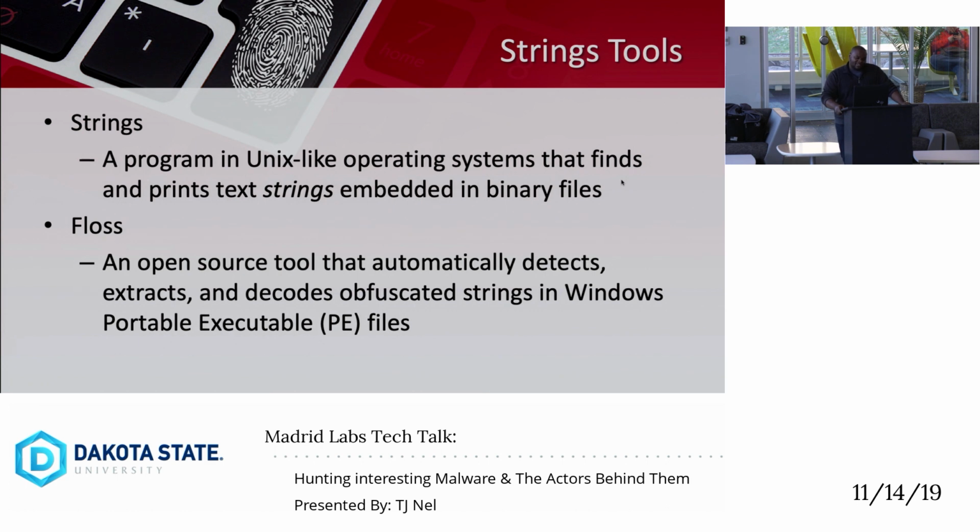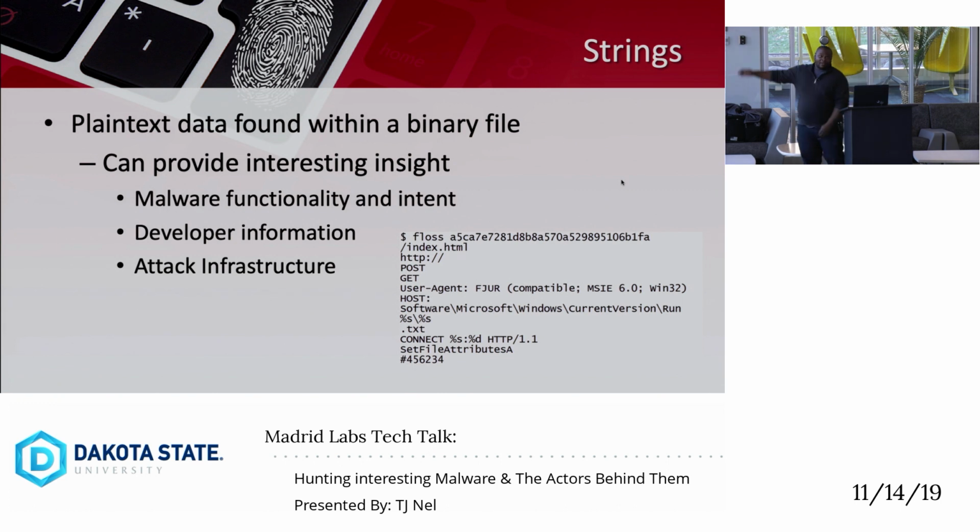Or Floss, which is an open source tool from FireEye that automatically detects, extracts, and decodes obfuscated strings in PE files. So if they're base64 encoded or they're stacked strings, it can go in and get more information out than just using the plain text strings, which is super helpful. And if you look at the last screenshot there, you could see that Floss is in action, and you can pull out some of that stuff. If you ran strings on that same binary, you're not going to see the user agent. You're not going to see a lot of the URL type artifacts.